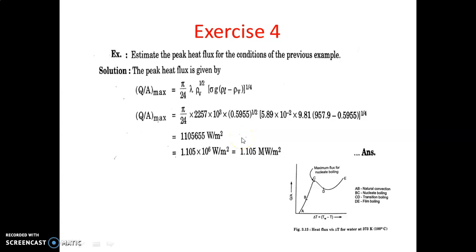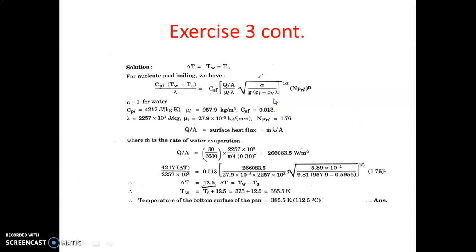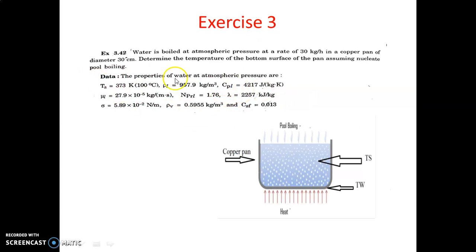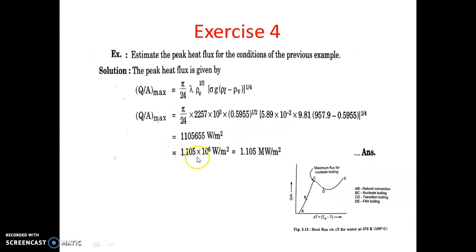It is also written in the form of 1.105 into 10 to the power 6 watt per meter square. So in this way we can calculate the critical heat flux for the given conditions. So for these conditions we have the critical heat flux as 1.105 into 10 to the power 6 watt per meter square.